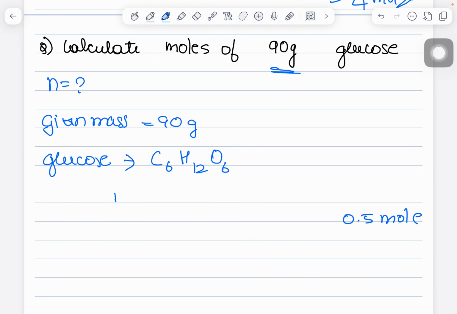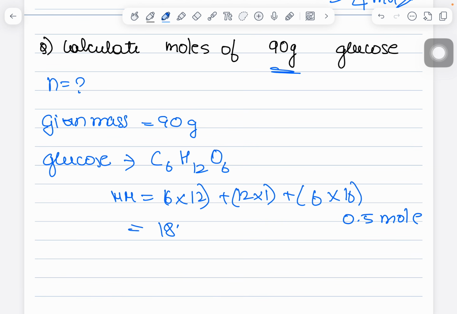C6H12O6. So if you find out its molecular mass, how many carbon? 6 into atomic mass is 12 of the carbon, plus how many hydrogen? 12 into atomic mass was 1, plus how many oxygens we have here? 6 into atomic mass is 16. So together molecular mass of glucose was 180.